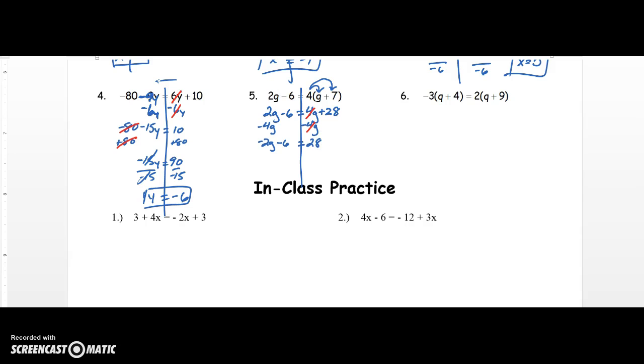Okay, now we cannot divide or multiply anything because our g is not alone yet. What do we have on that side? We have a positive 6. How do we get rid of a positive or a negative 6? You add 6 on both sides. So you're left with negative 2g equals 34. Now divide, divide. You get g equals negative 17.